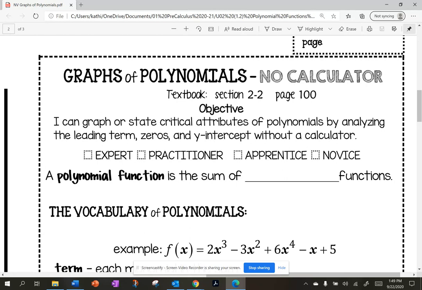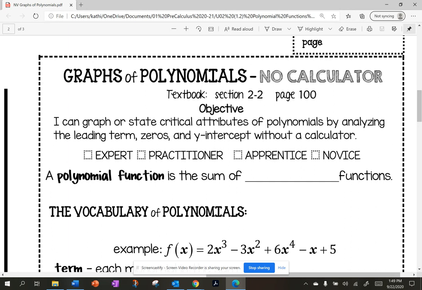If I remember all of this from Algebra 2, I would classify myself as an expert. If I remember nothing, I'd say I'm a novice, or I'm somewhere in between. So let's just get an idea where we are before we start.